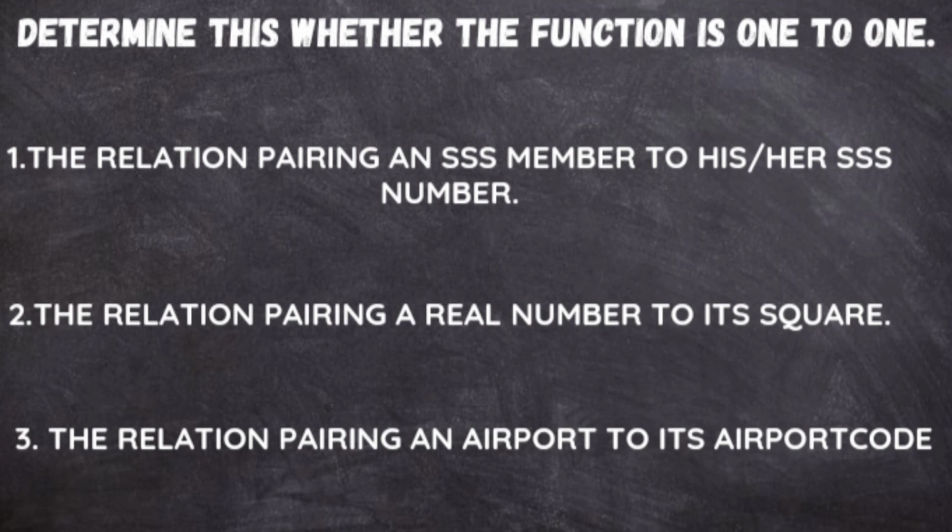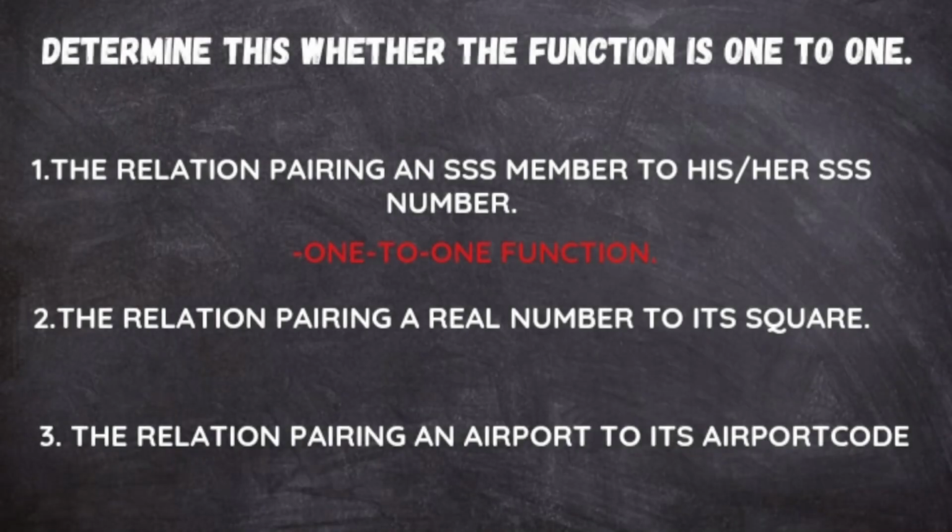Okay, now let's start. First, we need to determine whether the function is one-to-one. So now, I will give you some problems, then let's determine if each is one-to-one or not. Number 1. The relation pairing an SSS member to his or her SSS number. Well, the answer is one-to-one function.